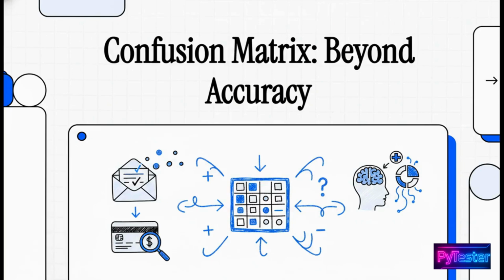All right, today we're going to talk about one of my favorite tools in machine learning, the confusion matrix. And trust me, it's way less confusing than it sounds. It's basically the secret weapon for understanding how any classification model is really doing its job.